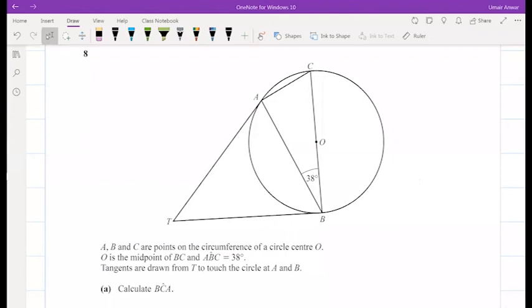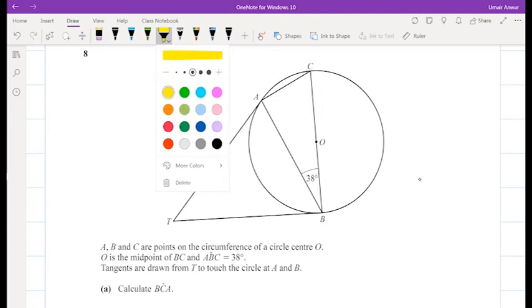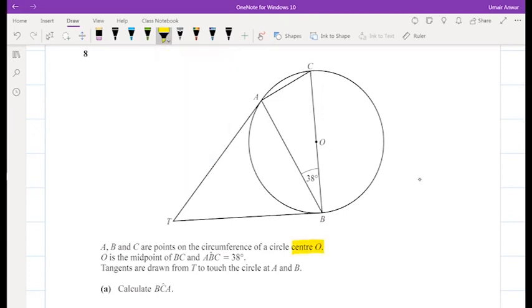Now the next question is question number 8, and it says A, B, and C are points on the circumference of a circle, center O. So this information is important, that O is the center of the circle. I'm going to highlight this. Next statement says that O is the midpoint of BC and angle ABC is 38 degrees. Since O is the midpoint of BC, it means that BC is going to be the diameter. BC is the diameter of the circle. And this is very important information.